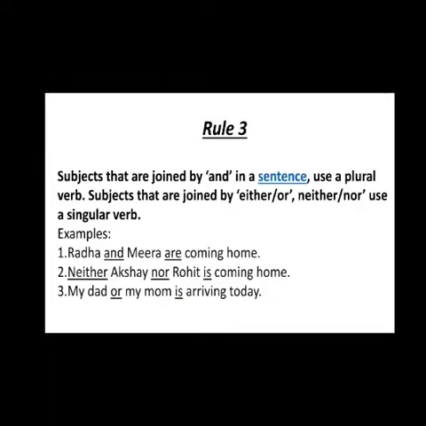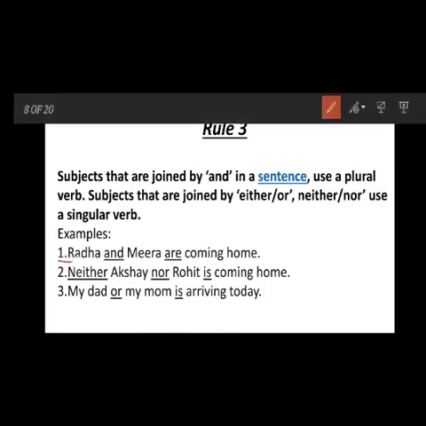The third rule is that subjects joined by and in a sentence use a plural verb, but subjects joined by either or or neither nor use a singular verb. When you are joining with and, as in Radha and Meera are coming home, we are talking about both of them. That's why this is plural, so we are using the plural verb.